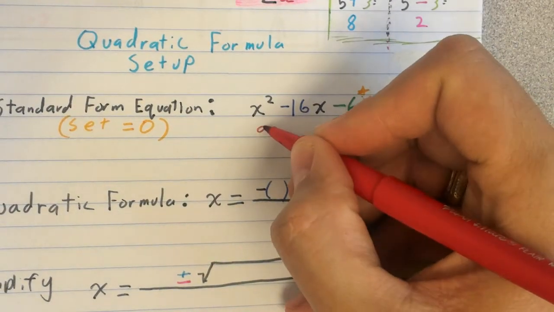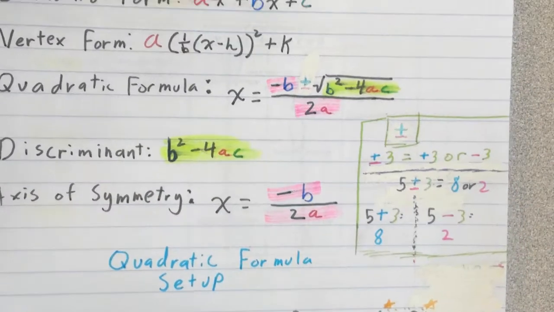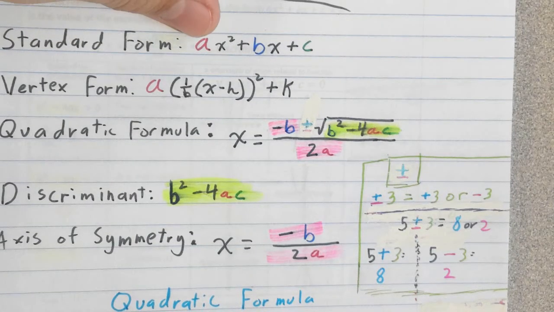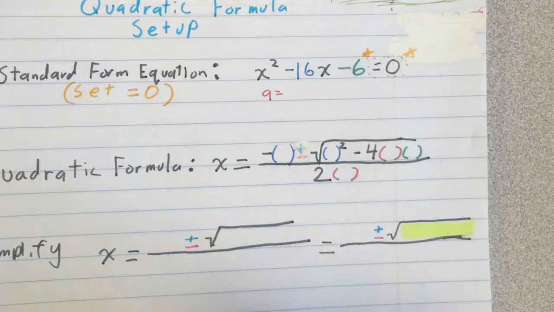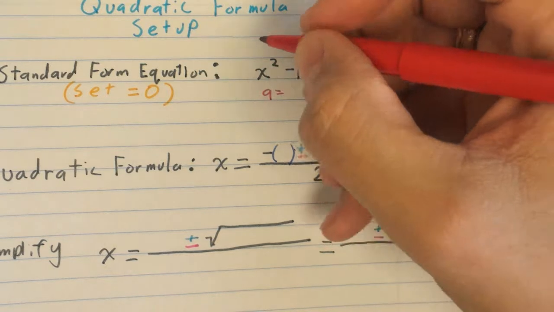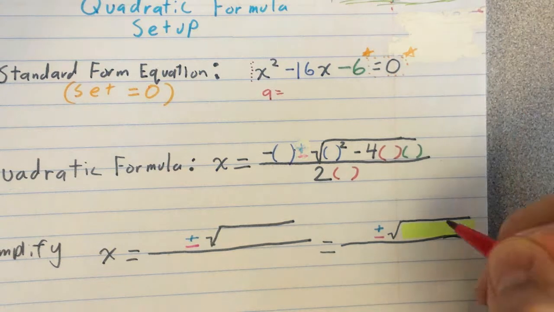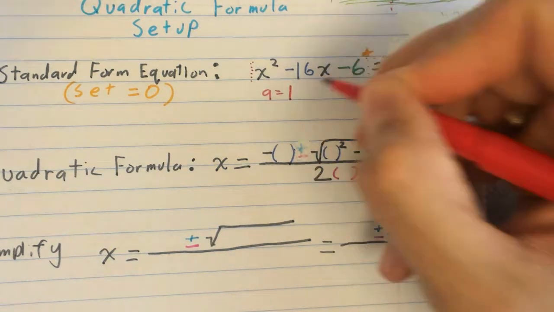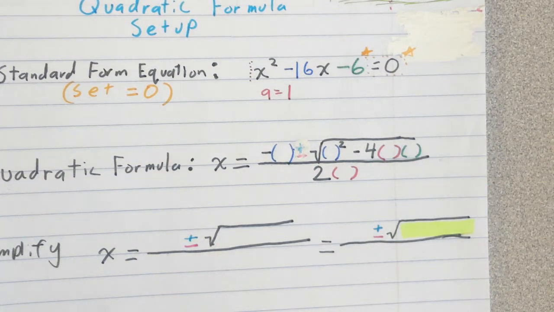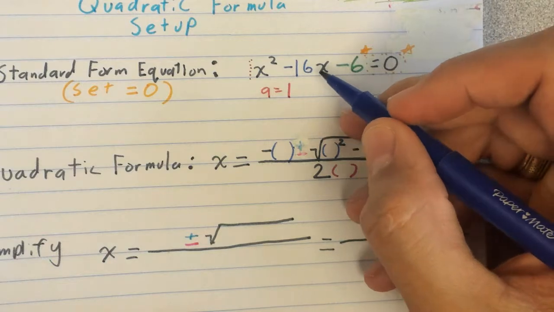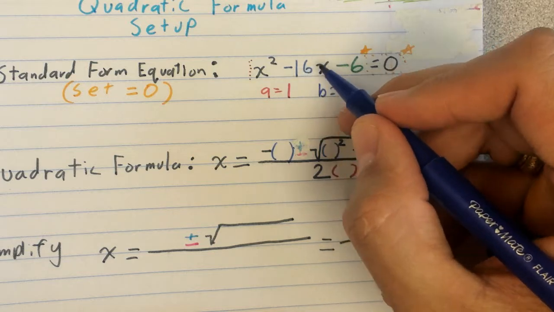So the first one we need is A. What is A equal to? Well, if I look at standard form, right here is the leading coefficient. There's no leading coefficient. I see my x squared term, but there's nothing in front of it. What that means is we have a 1 there. So my leading coefficient is a 1. So what I want to do now is look at B. B is the coefficient in front of the x. So my b value is equal to negative 16.